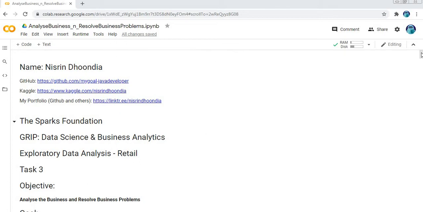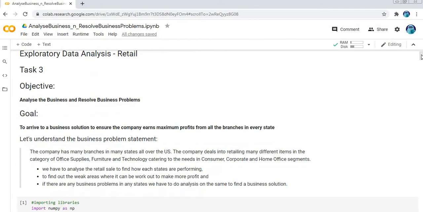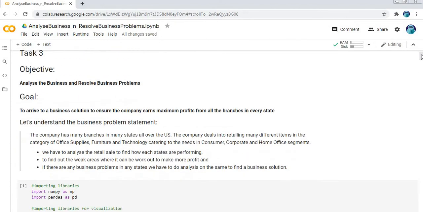The task is all about analyzing the business and resolving the business problem. The goal of this task is basically to arrive at a business solution to ensure that the company earns maximum profit from all the branches in every state in the United States.